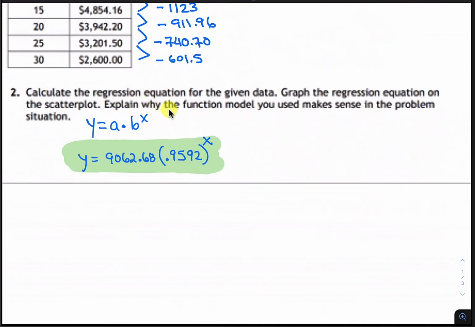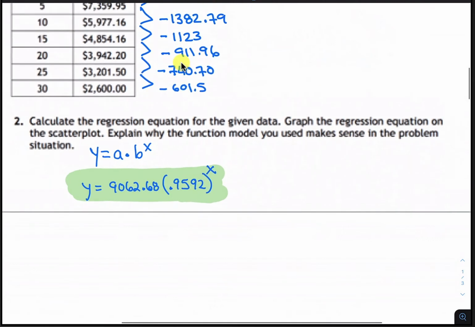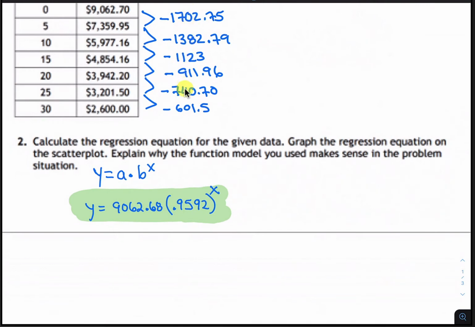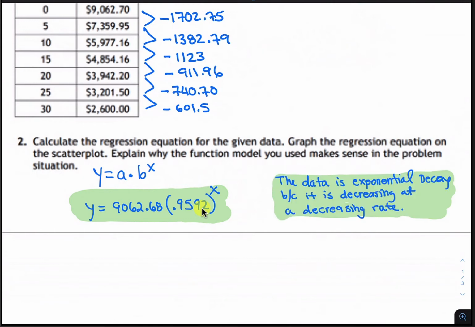And then it says, explain why the function model you use makes sense in the problem. Well, we've already talked about how the values are decreasing at a decreasing rate, which makes it exponential decay. And the fact that the common ratio r is 0.9592, which is less than 1, tells us that this is exponential decay. So the explanation is: the data is exponential decay because it is decreasing at a decreasing rate.